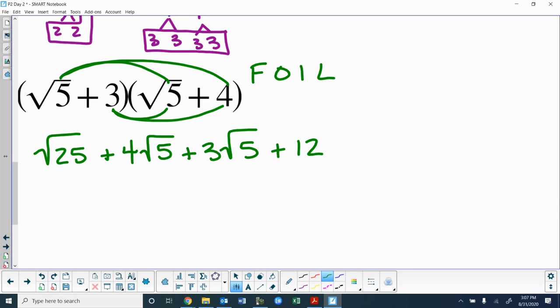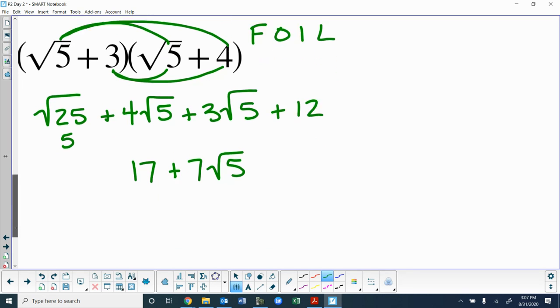Now remember, over here, this square root of 25 is 5. All right, so like terms, we got 5 plus 12, 17, and 4 radical 5 and 3 radical 5 are like radicals, so that's 7 radical 5. Okay, so FOIL first, simplify radicals, and then combine like radicals and like terms.